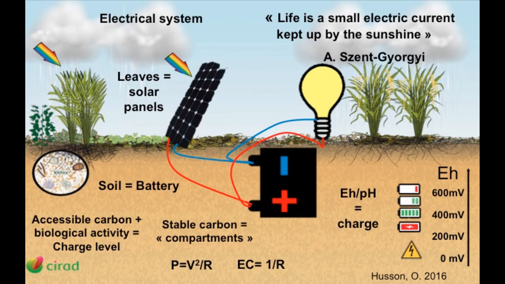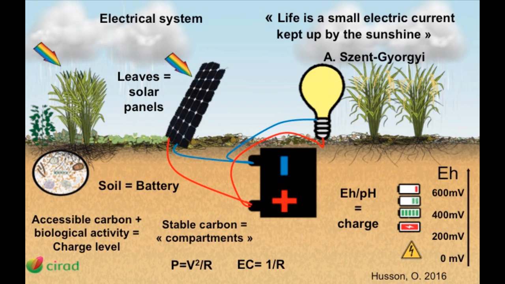So we can see the system. It's a Nobel Prize who said life is a small electric current kept up by the sunshine. So it's just an electrical system. The leaves, it's the solar panel. The soil, it's the battery. Stable carbon is the compartment. Microbially accessible carbon and biological activity, it's the charge level of your battery.